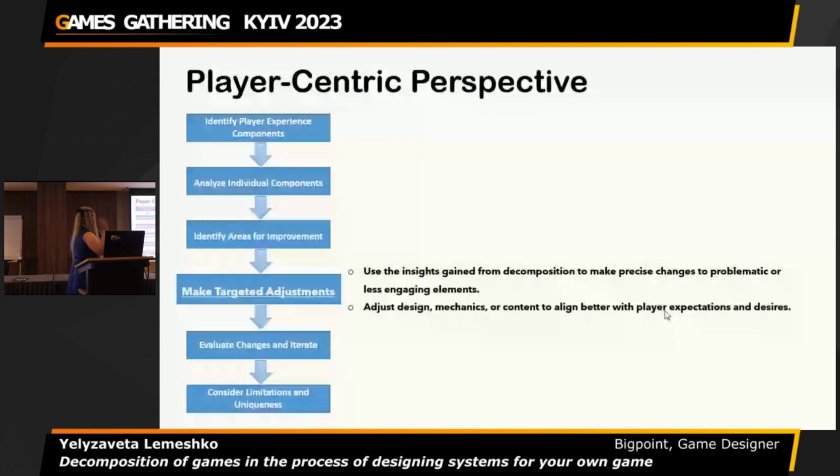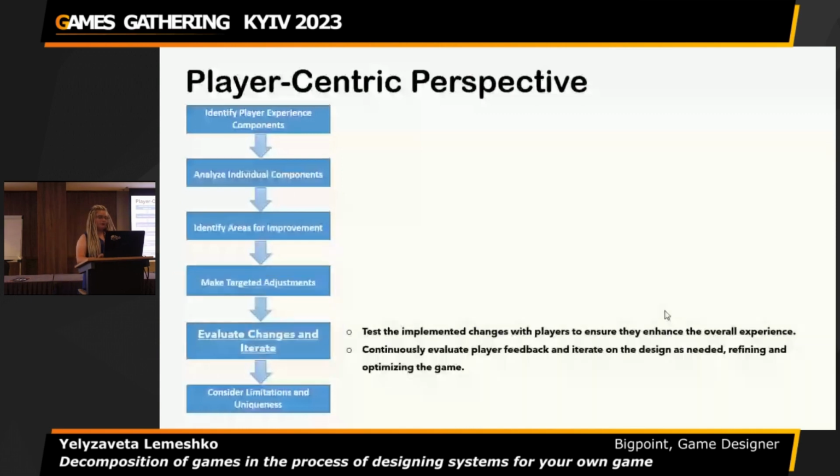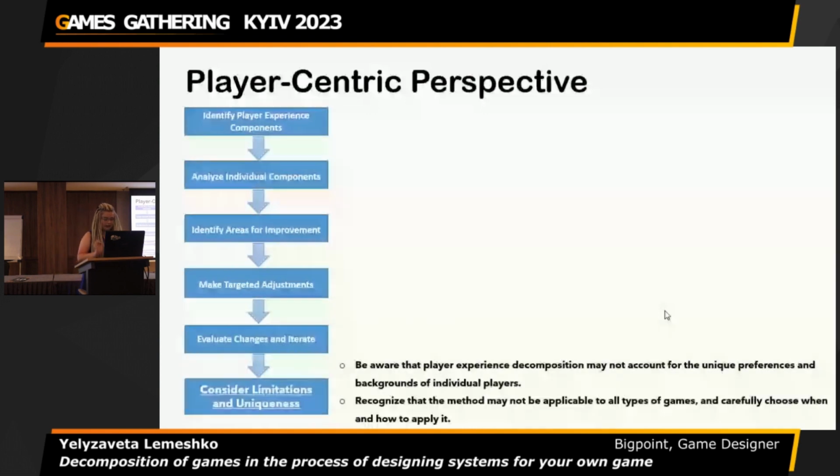I'm sorry, my English is getting broken. And adjustments. We need to understand what problems we have for different types of players. After that, we evaluate how many changes we have, and we need to iterate. But also, we need to understand: can we implement some changes for the player or not? Because players can ask you to create another game, or remove everything, or rebalance everything, and you need to consider: can you implement this change or not yet?